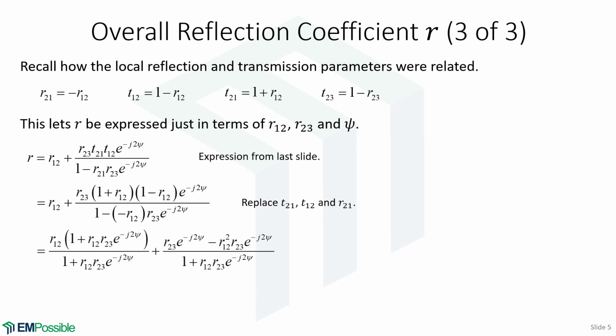So I can chug through the math, simplify a bit, and I end up with a final expression for R with a reduced number of terms. And if you Google this, reflection from a dielectric slab, this is the equation that will come up, and now you've seen how it's been derived.